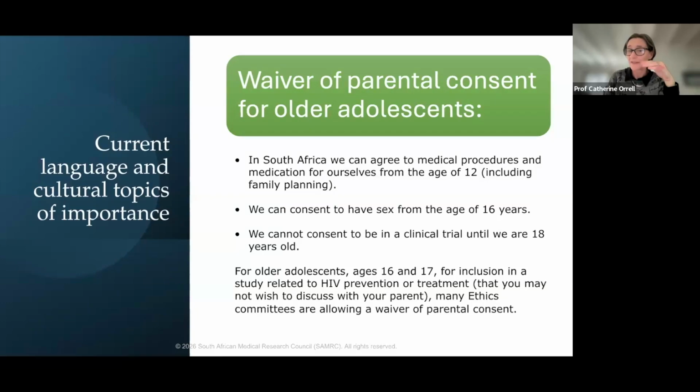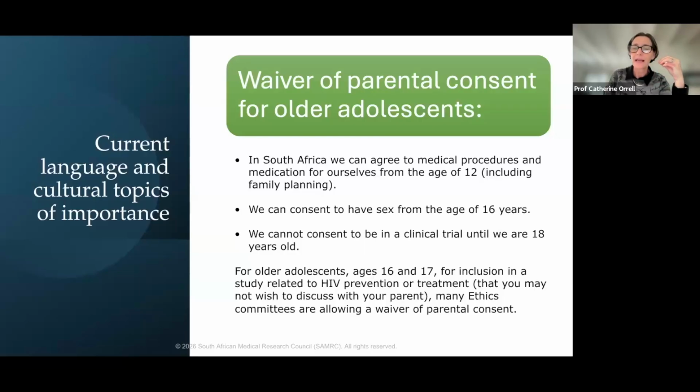They can consent to have sex from the age of 16. You can already see the illogicality of that, but they can't consent to be in a clinical trial until they're 18 years old. So some young people between the ages of 16 and 18 who want to take medication to prevent HIV because they're sexually active face a disparity: they can consent to have sex, they can consent to get contraception, but they cannot consent to be in a clinical trial that would protect them from the other consequences of having sex, other than falling pregnant for young females.